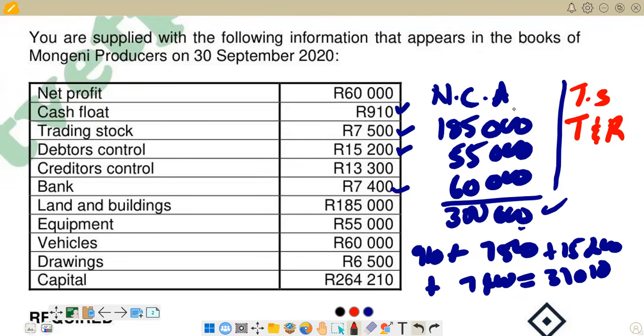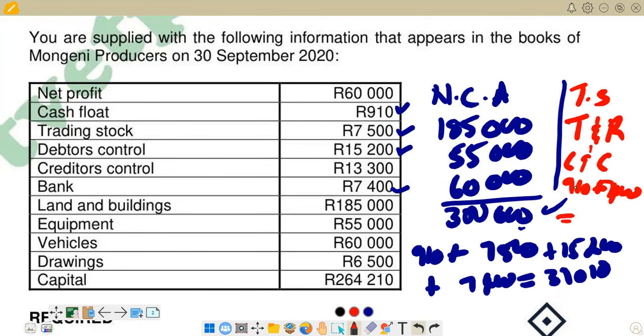So we have elements of current assets as trading stock, trade and other receivables, and also an element of cash and cash equivalents. Here we are just summarizing all the cash resources that we have in the business. For example, we've got money at the bank, we've got the cash that we have in the cash office, and we've also got petty cash, which is represented by a cash float. So for cash and cash equivalents, we've got the cash float figure, which is 910, and then we add the bank figure, which is 7,400.